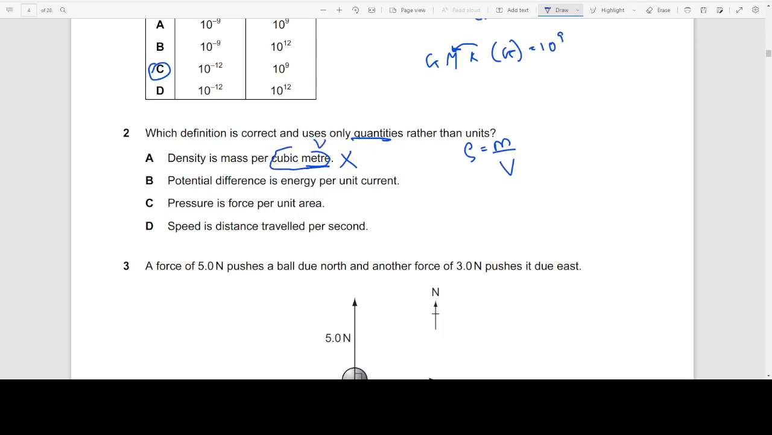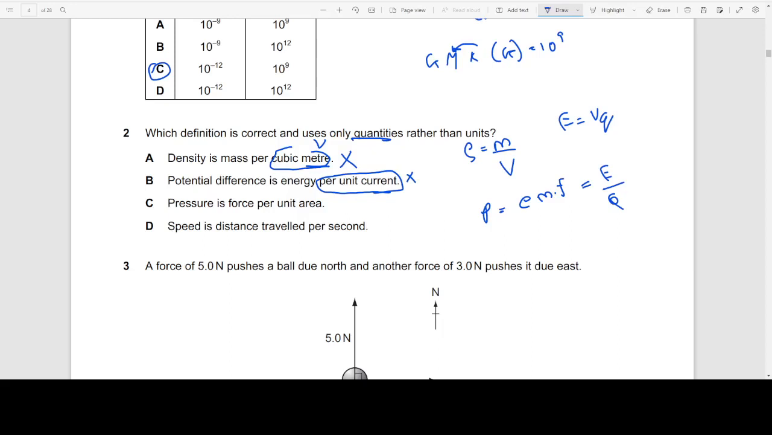Potential difference is energy per unit current. Wait. Potential difference is EMF, and this EMF is basically energy per unit charge, not current. Because energy is voltage into charge, correct? So option B cannot be the correct answer.